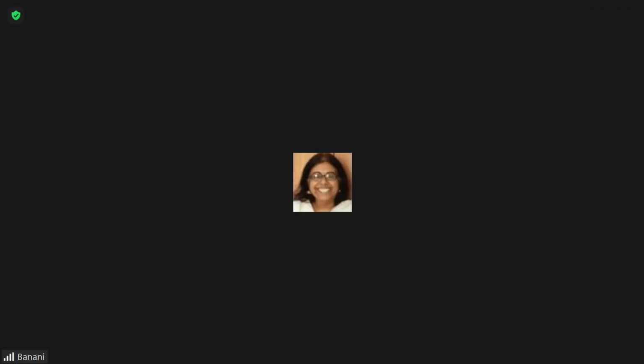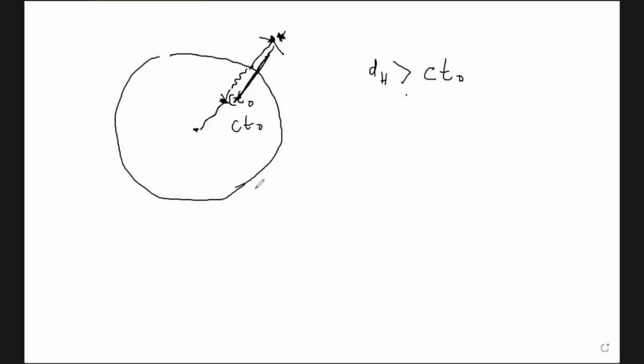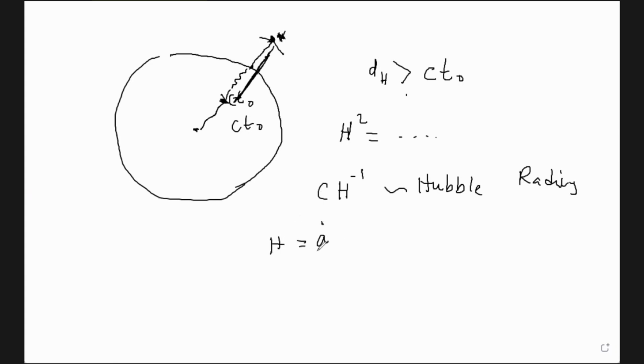These are very important concepts in cosmology. So H enters from the Friedmann equation, you know. So CH inverse is called the Hubble radius. What does it mean? So what is H? H is a dot by a. Now say for example, if you are in the radiation dominated era, then what will be a dot by a? Tell me.